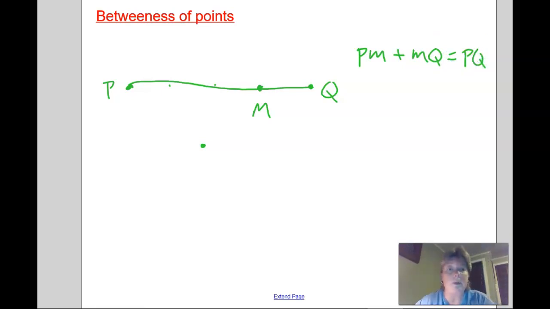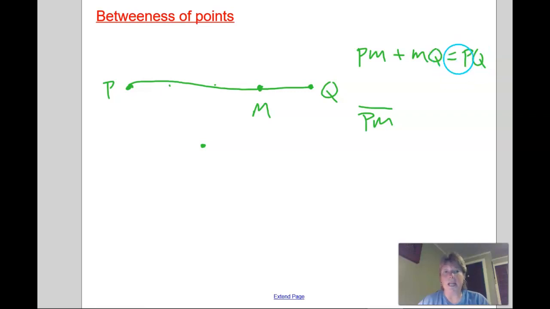Just a little note here about notation. Notice that I didn't put the little segment symbol above these, because in this case, I'm not actually talking about the segment PM, I'm talking about the length of PM. When we're talking about the length of something, we leave off that little symbol above it. With the symbol, this would mean segment PM, referring to the actual physical segment. Without the little segment symbol above it, this indicates that you're talking about the length. Length of PM plus the length of MQ equals the length of PQ.